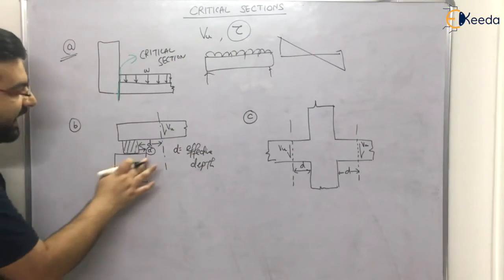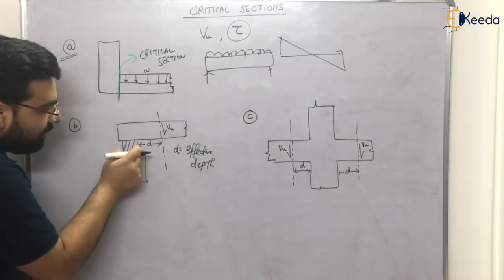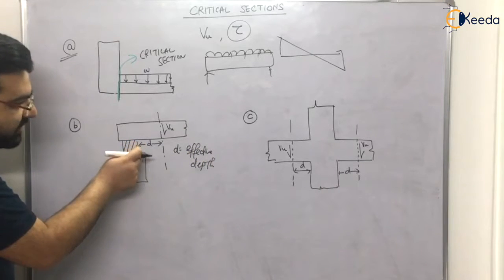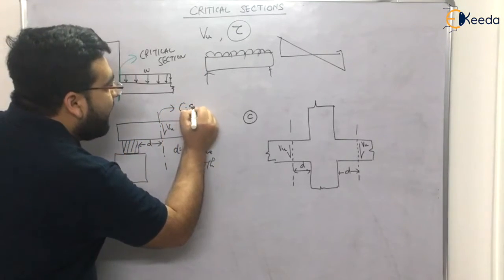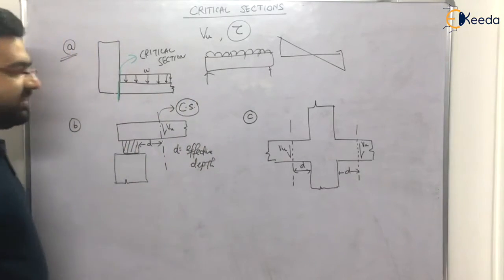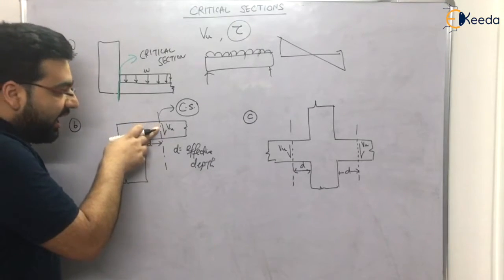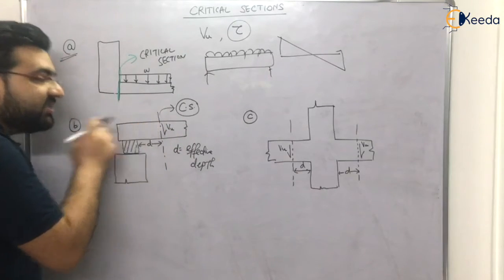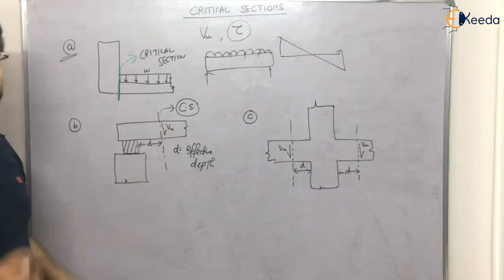If this type of case is given to you, then at a distance of small d, the effective depth, from the face of this support, is considered to be the critical section. I am denoting critical section by CS. It means you have to calculate the factored shear force and hence the shear stresses at this section. They become critical sections, with the highest chances of failure.